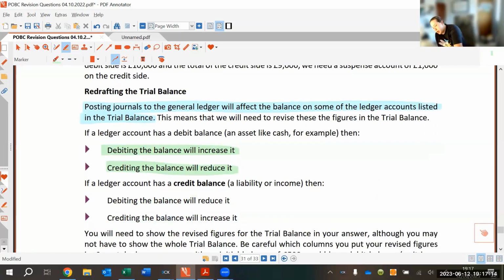On the flip side, if you've got some credit balances, like a liability account, or income account, or your capital, like we said, everything switches. So if the journal says credit the account, we'll add that figure on. It's an increase to the account balance, whereas a debit is a deduction and you will reduce the balance. But you'll see this more in practice when you look at the question as well.